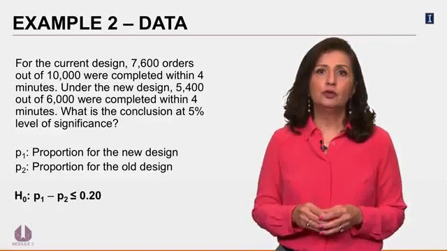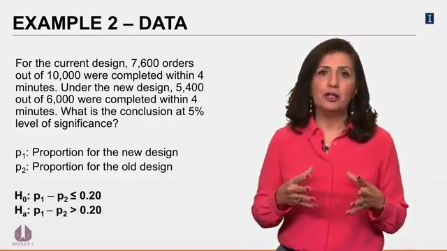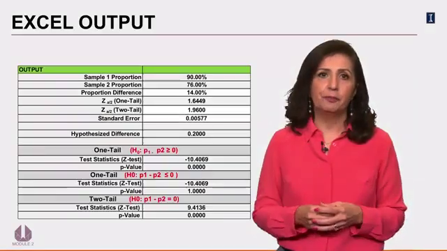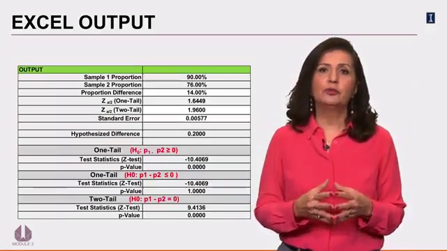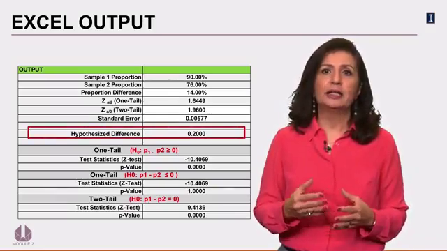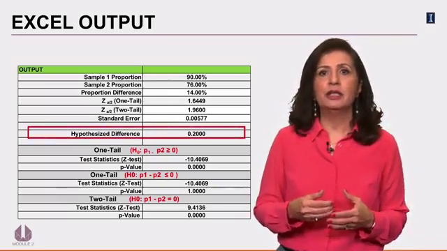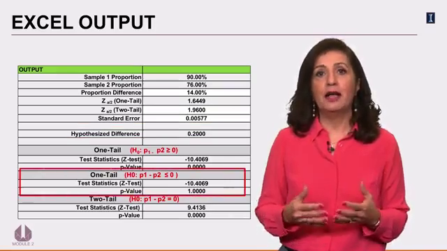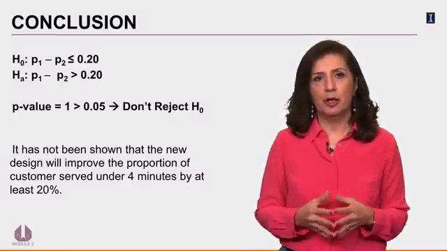And the alternate will be stated such that by using the sample data we could end up changing our current belief. Here's the output from our analysis. Here we enter the value of 20% as the hypothesized difference, and we get a p-value of 1, which is more than 0.05, and thus we will not reject the null hypothesis.